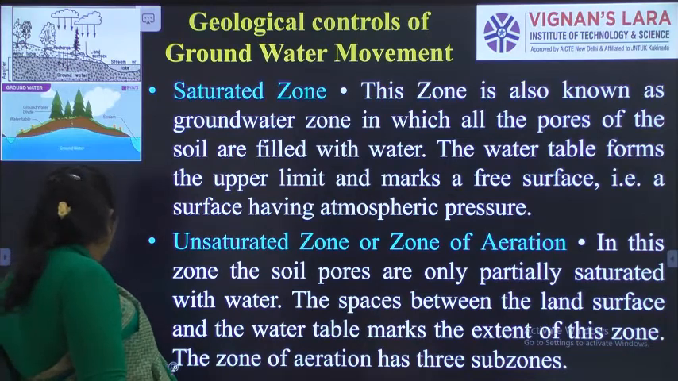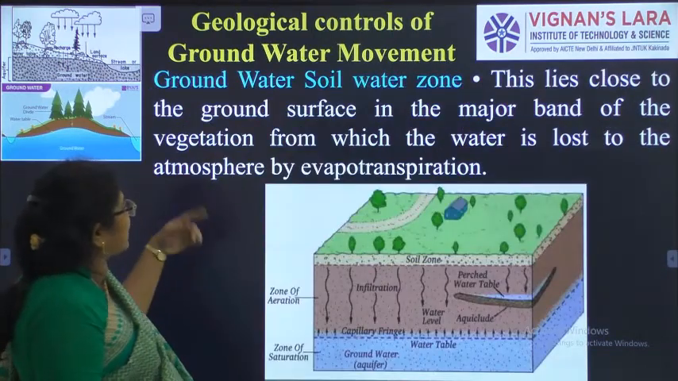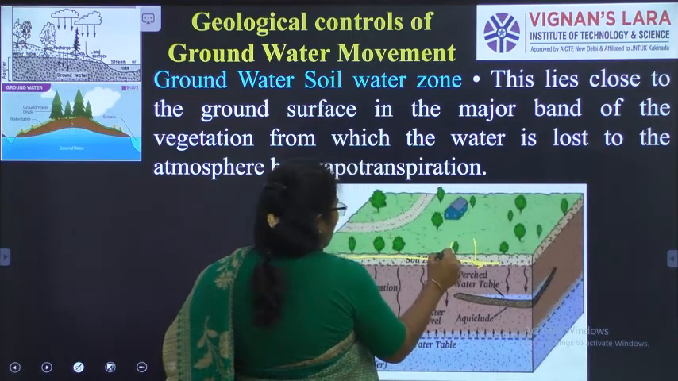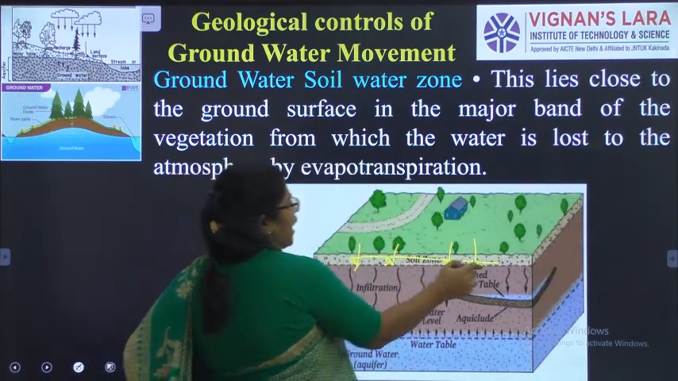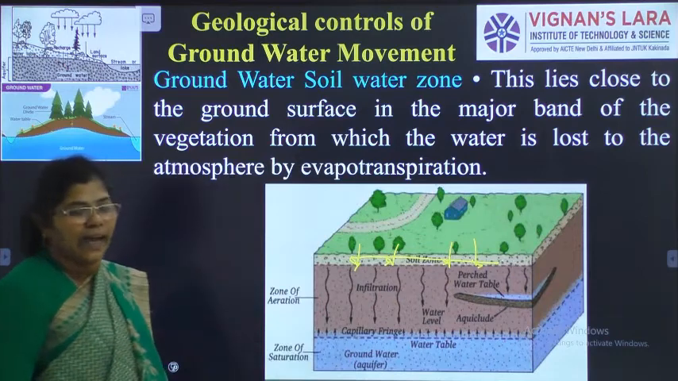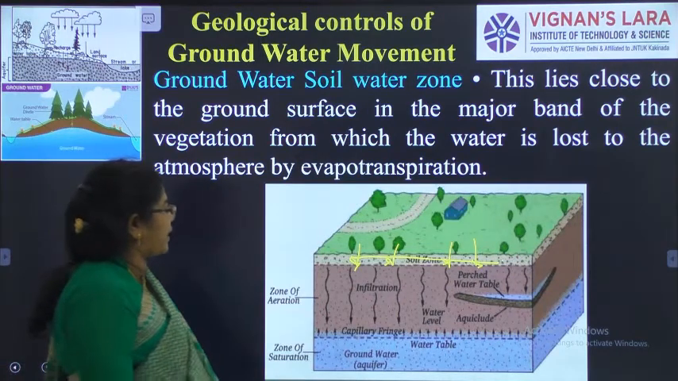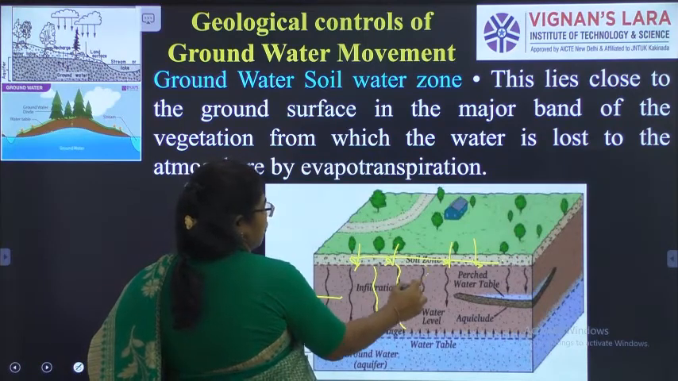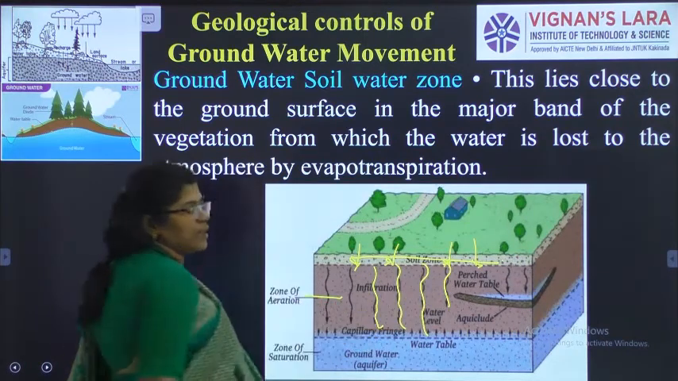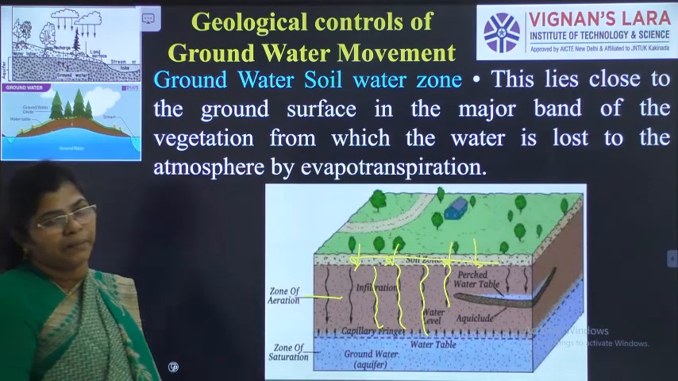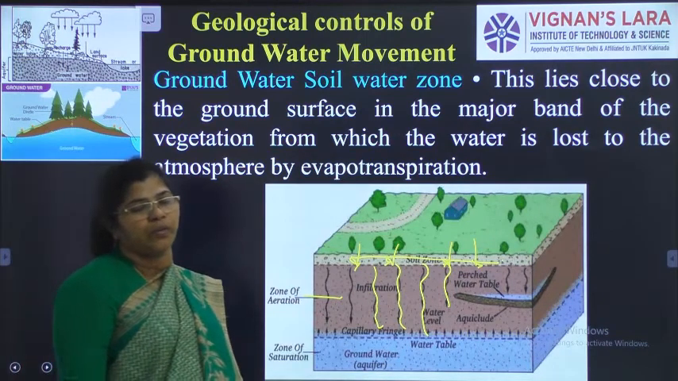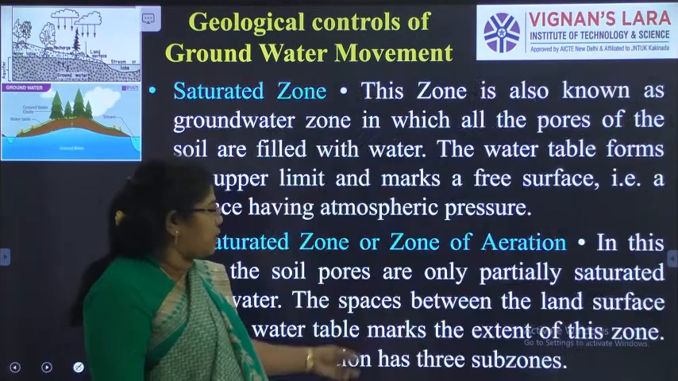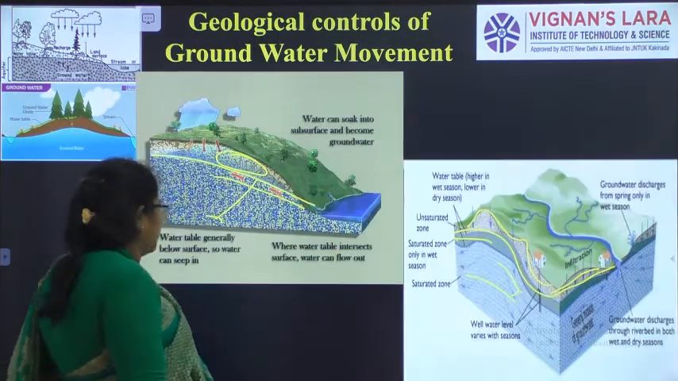The zone of aeration has three subzones. One is the groundwater or soil water zone, or soil zone, where the water gets infiltrated. It will have the gravels and the sand in it. The next one is the intermediate zone, where the water gets infiltrated through. Here if the porosity is very high, then the permeability will also be very high. It depends upon the porosity of the material. If the gravel and sand is there, the porosity will be very high, right?